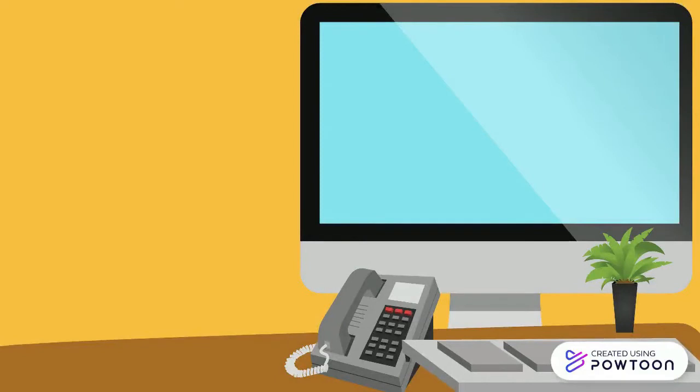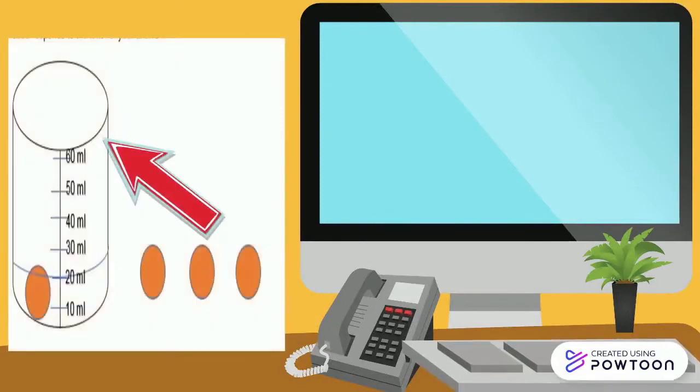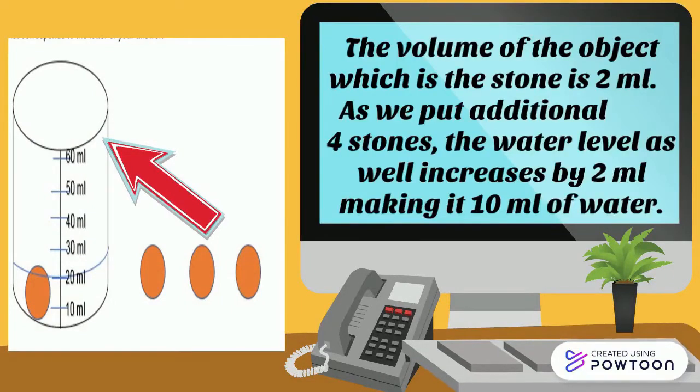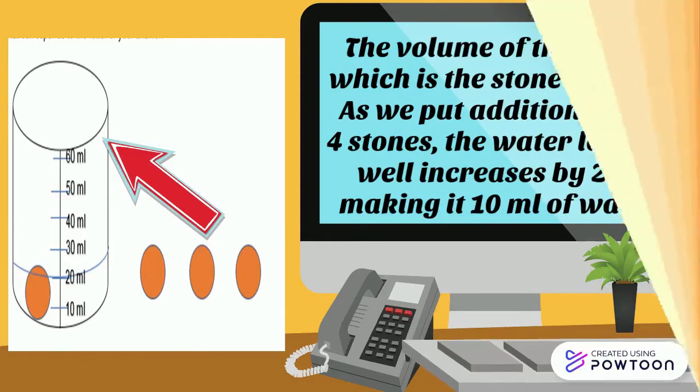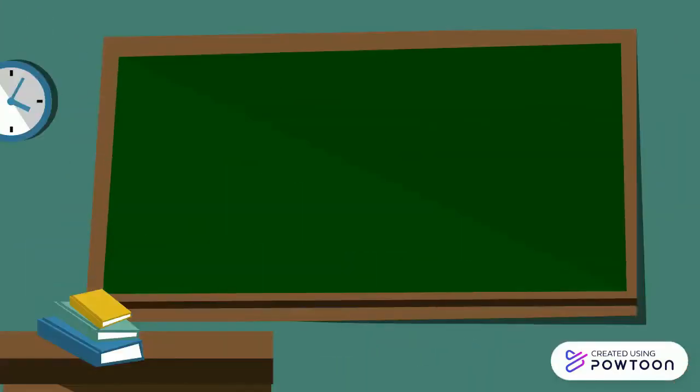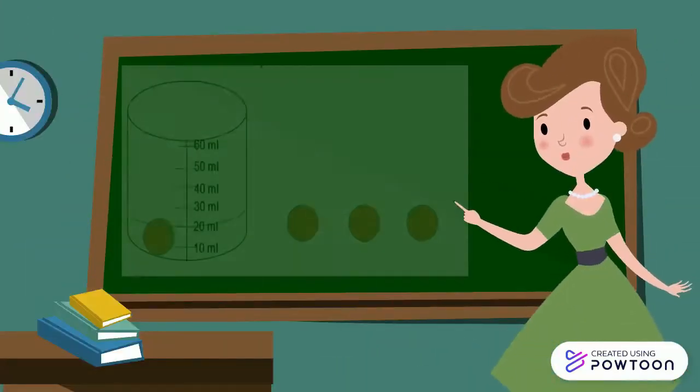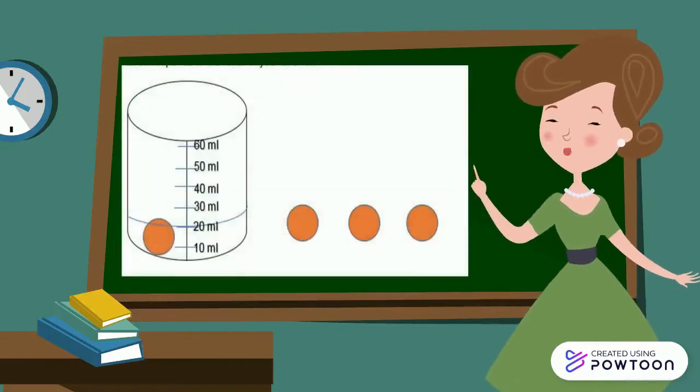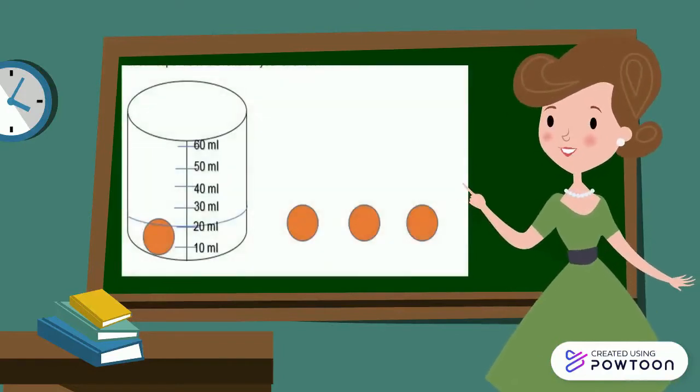Let's come up new ideas by doing prediction. Yes, you got it right. The volume of the object, which is a stone, is 2 ml. As we put additional 4 stones, the water level as well increases by 2 ml, making it 10 ml of water. And now, let's study the picture by answering the questions that follow. Come on, let's practice this together.